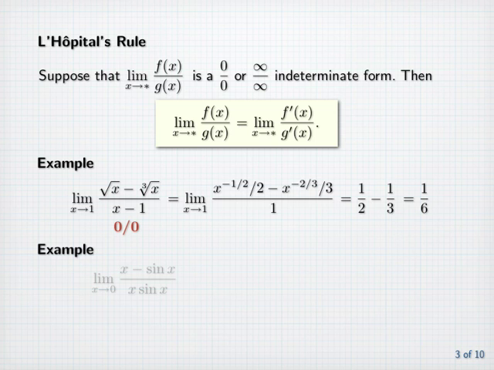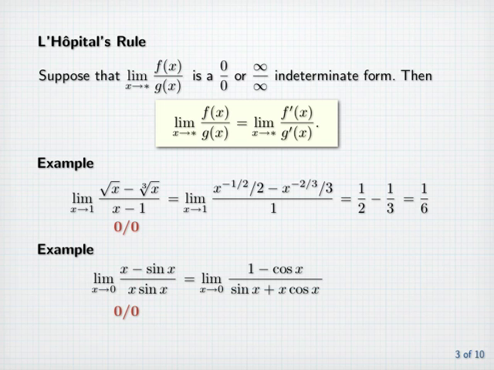Another example. Let's take the limit as x goes to 0 of x minus sine x divided by x times sine x. Here again, we clearly have a 0 divided by 0 form. So let's take the limit of the derivative of the numerator divided by the derivative of the denominator. The derivative of the numerator is 1 minus cosine x. We take the derivative of the denominator using the product rule. We'll have 1 times sine x plus x times cosine x.